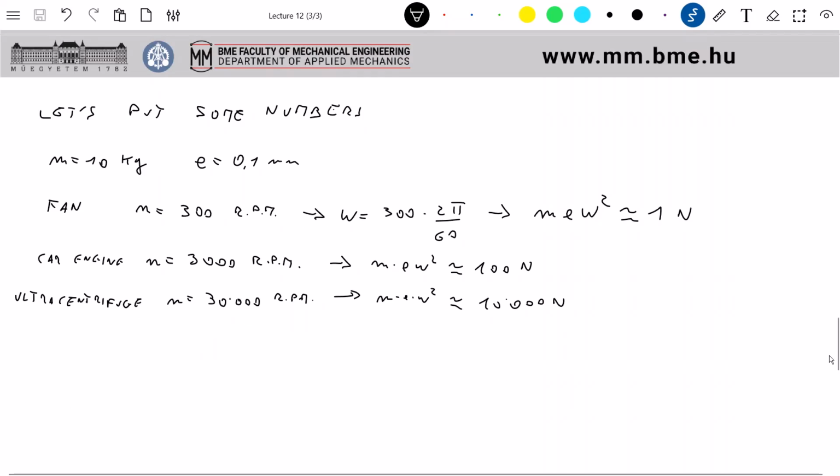But there is a solution to this. Since it's a big problem, many people thought about solutions, and the solution is to put a mass to balance the system. Add a mass to balance.